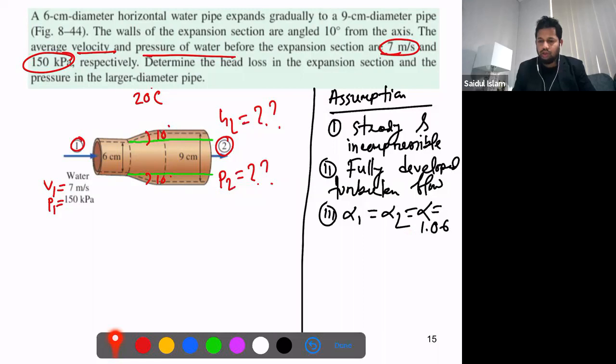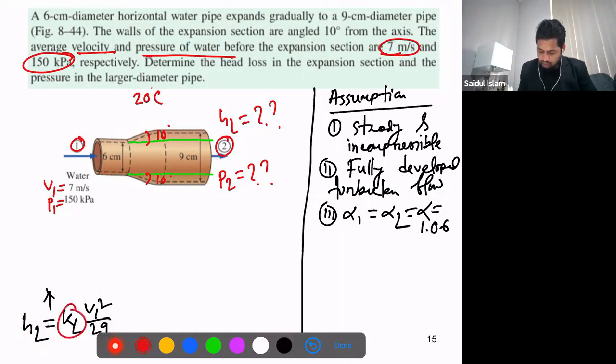Now we need the head loss, so head loss means HSL. And we know the formula HSL equals KL V1 squared over 2g. I showed you this formula in the very first slide of this lecture. If you want to get this HSL, then we need the KL, the loss coefficient. Yes, we need the loss coefficient.